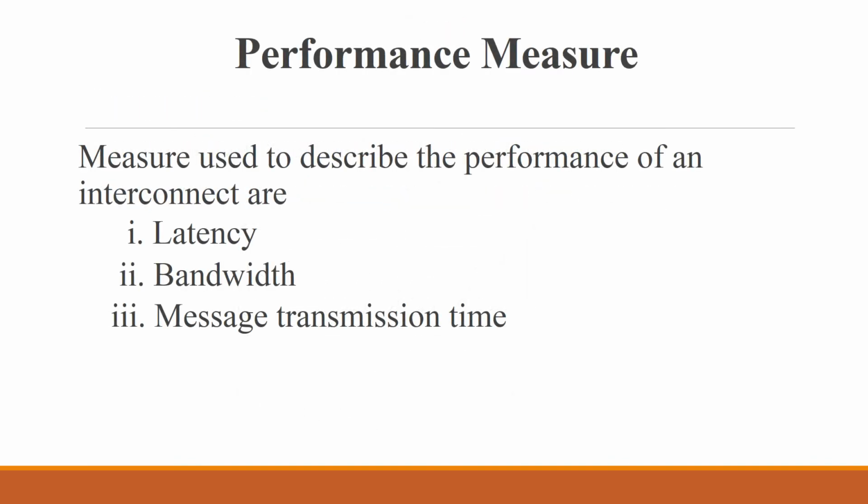Factors that are used to measure the performance here are latency, bandwidth, and message transmission time. Now we see one by one. First one, latency. Time taken between the source beginning to transmit the data and the destination starting to receive the first byte. Latency in the sense just the delay. Next, bandwidth. Rate at which the destination receives data after it has started to receive the first byte.